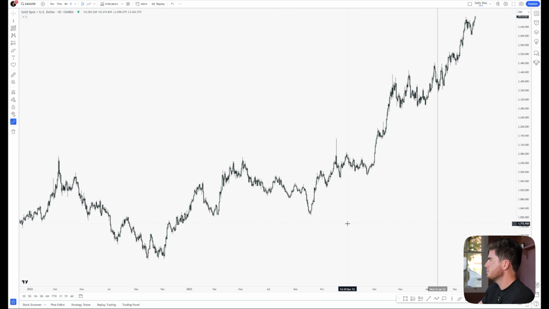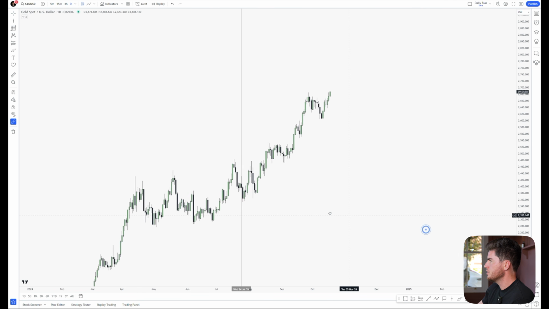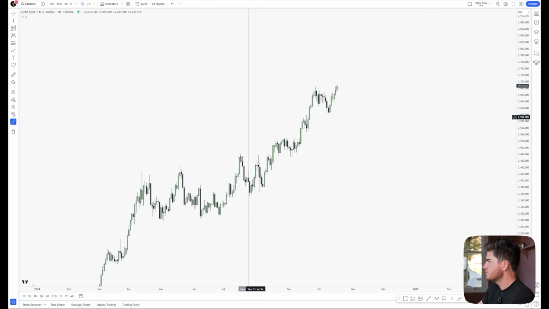So going all the way back to over a year ago, we've been printing higher highs and higher lows from a swing point perspective on that higher time frame. If we were to zoom into more current price action, the last 3-4 months, we can see that we are still printing higher highs and higher lows. So the idea here is to trade into these swing highs as your anticipated target.